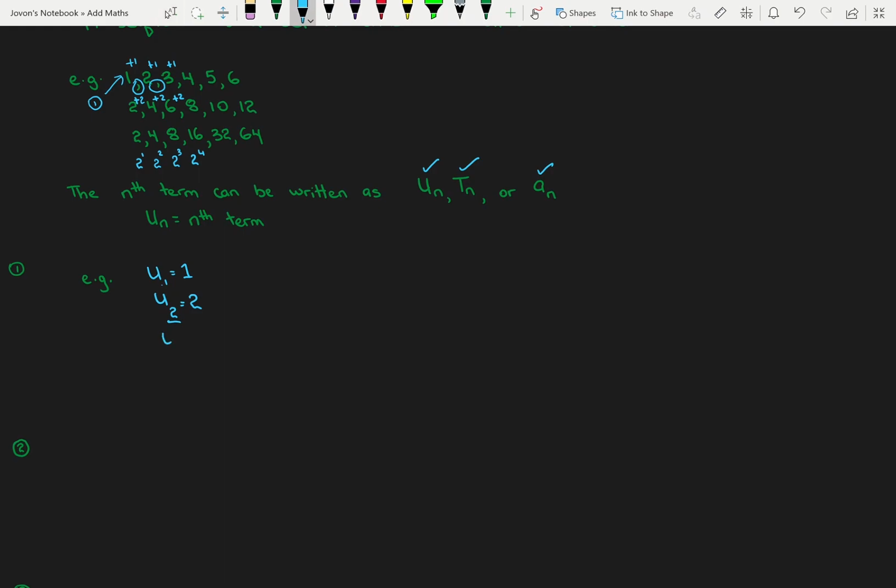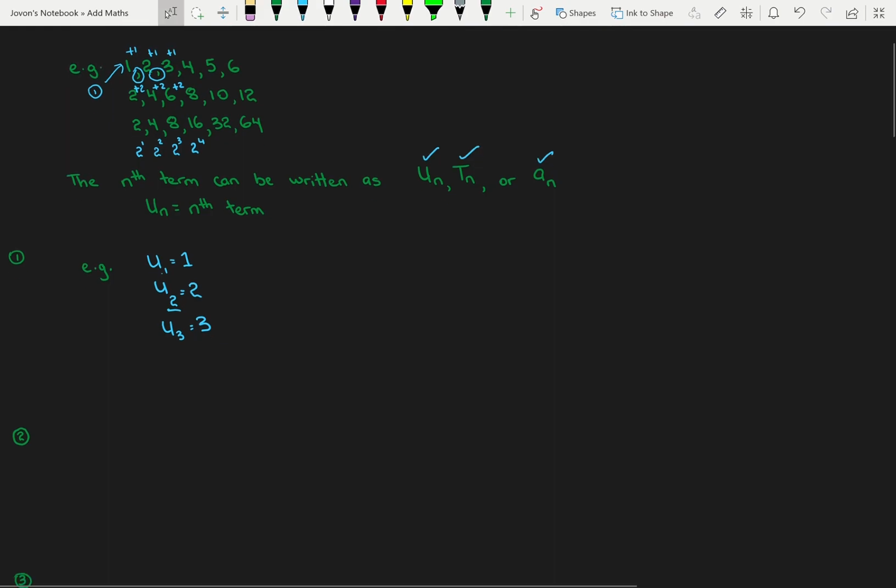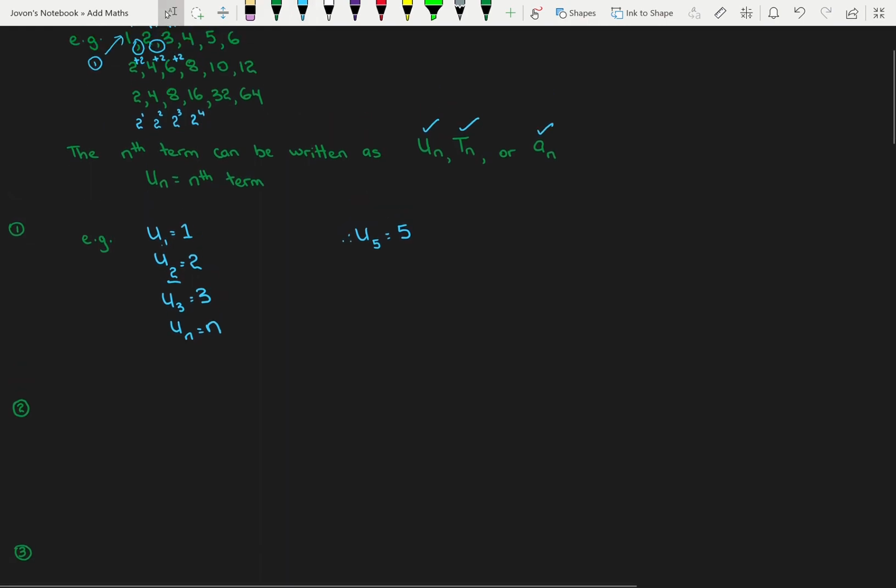U of 3 is equal to 3, right? So what we could derive is that u of n is equal to n. So if I want, let me say, the fifth term, therefore, n is equal to 5. So therefore, u of 5 is equal to 5. It's as simple as that. Let's go to the next one.